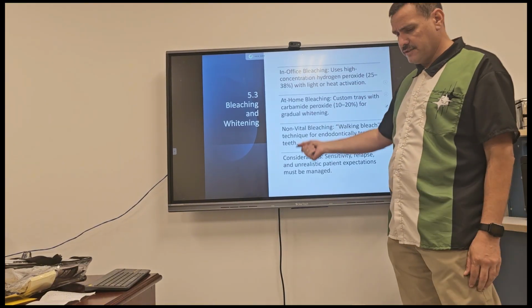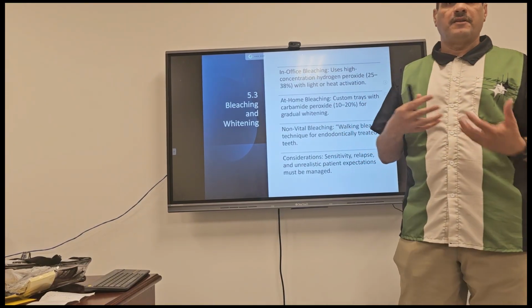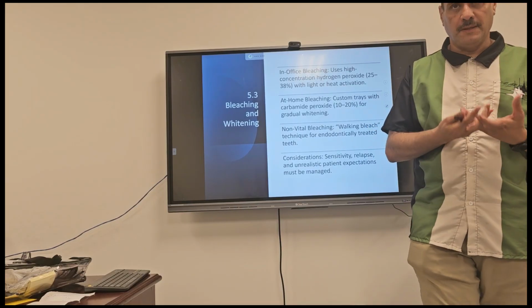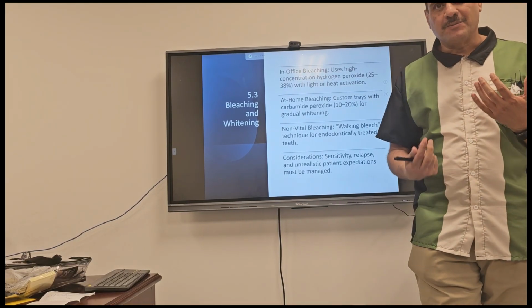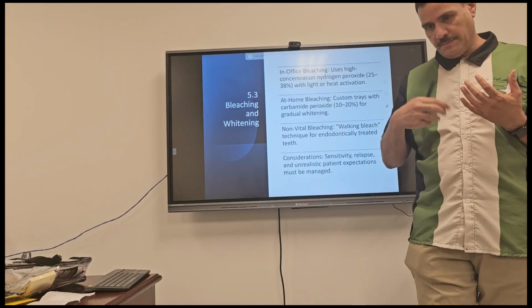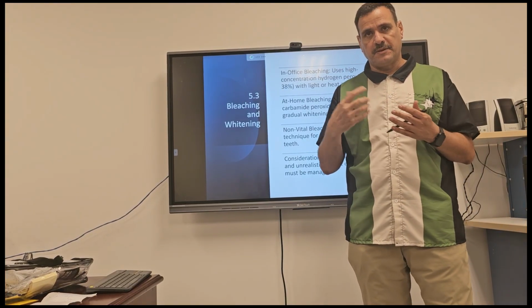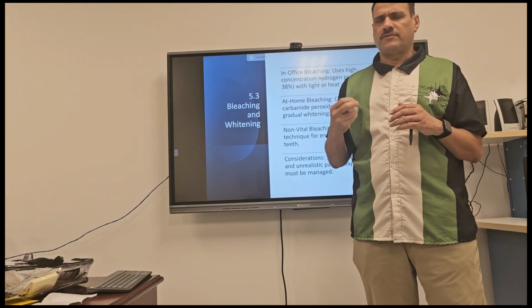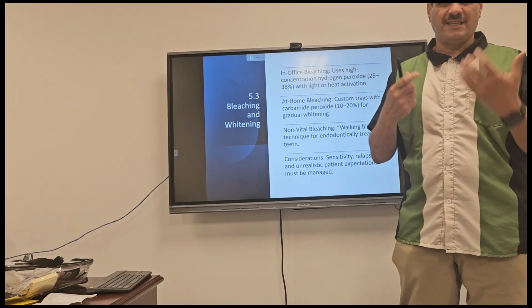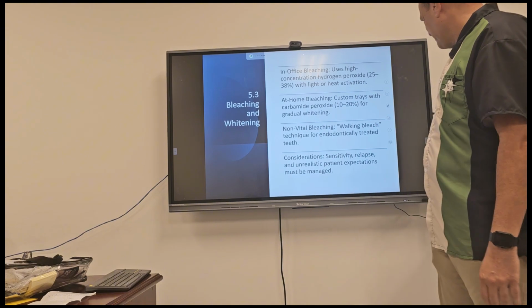The problem with non-vital teeth: non-vital, they are dead. There is no pulp. So sometimes you have to bleach from inside. You remove the filling from the palatal side, go into the tooth, and put in the bleaching, and sometimes they use a different type of bleaching to bleach from inside the tooth.